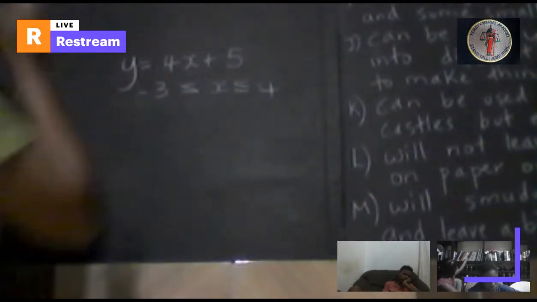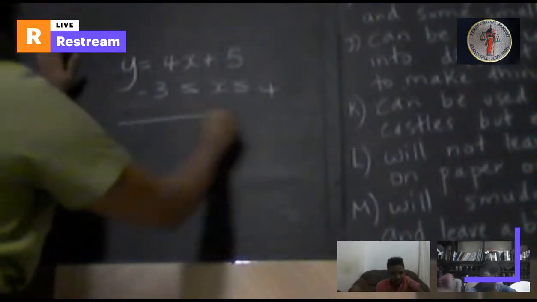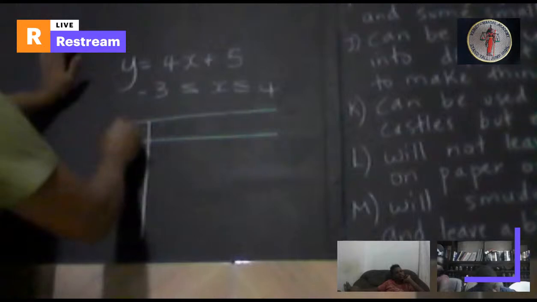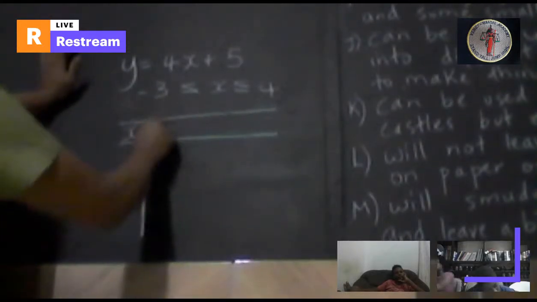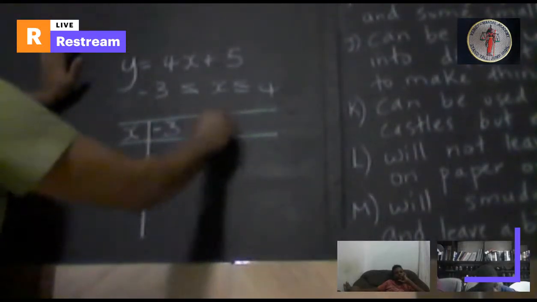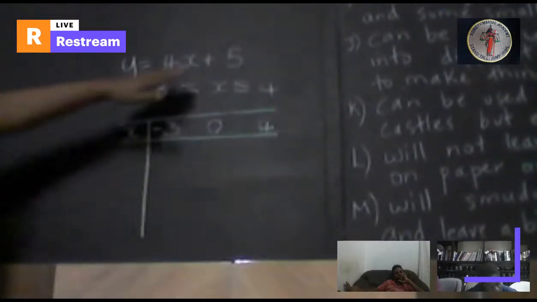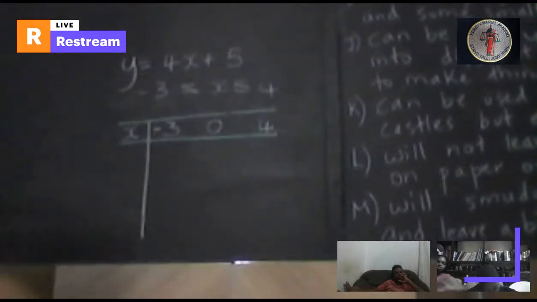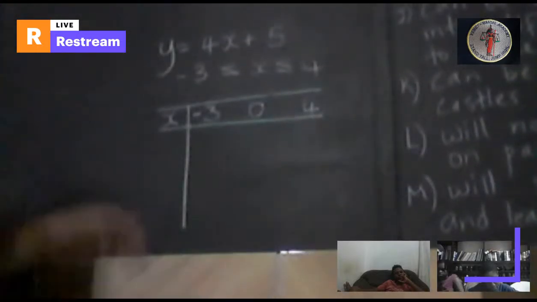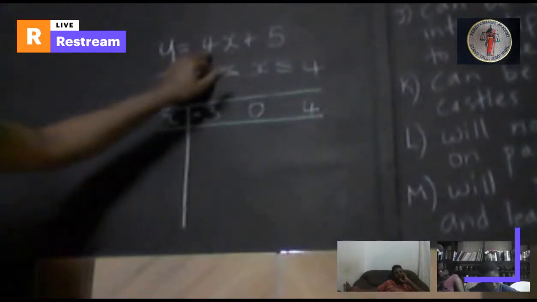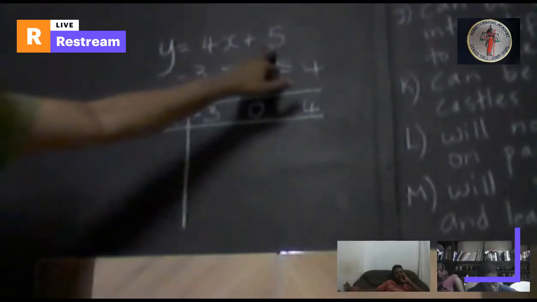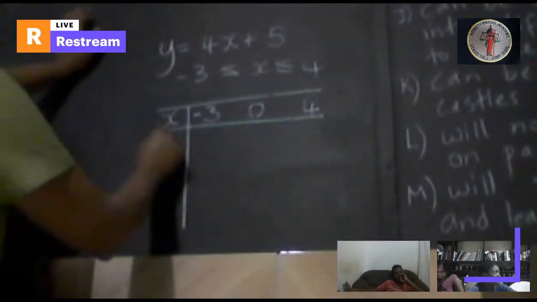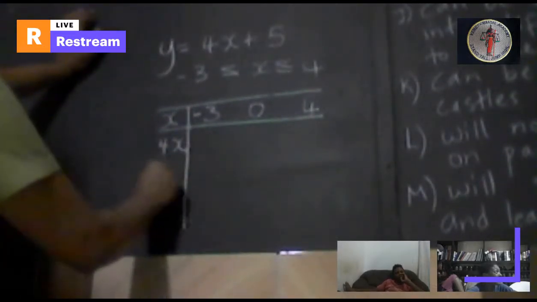Since this is a straight line, a linear function, we only need 2 points, but we're going to use 3 points. We're going to put 0 in the middle. So for our x values, we start at negative 3, we have 0 in the middle, and we have 4 at the end. The function tells you what to do with your x values to get your y values. So it says we're to multiply the x's by 4, and then add 5 to it. So we have 4x plus 5.